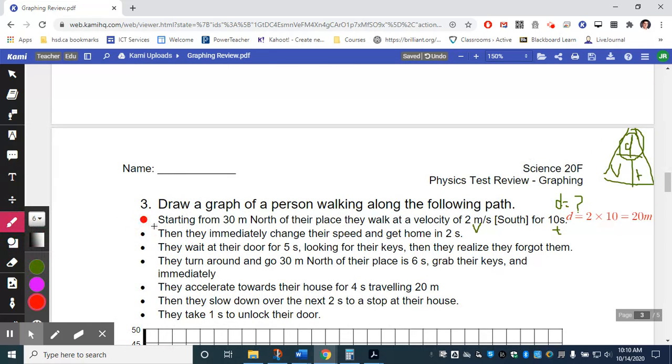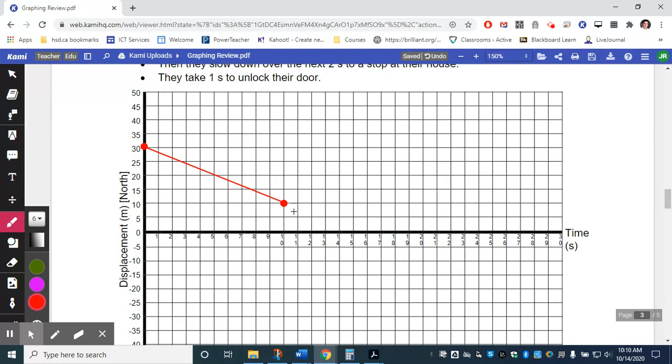This one's done. We immediately change our speed and we get home in 2 seconds. All right, so we're assuming 0 is home. And in 2 seconds, we got to get home. Boom. All right, that's pretty simple. And we changed our speed, so it's another constant speed, so we just connect the dots. And now we sped up a bit, but that's okay. We're at home, now what happens?